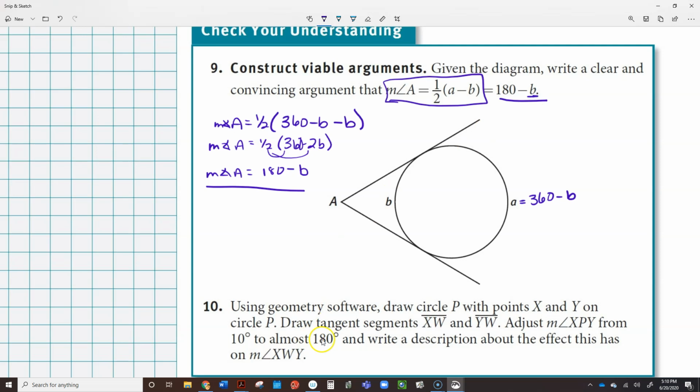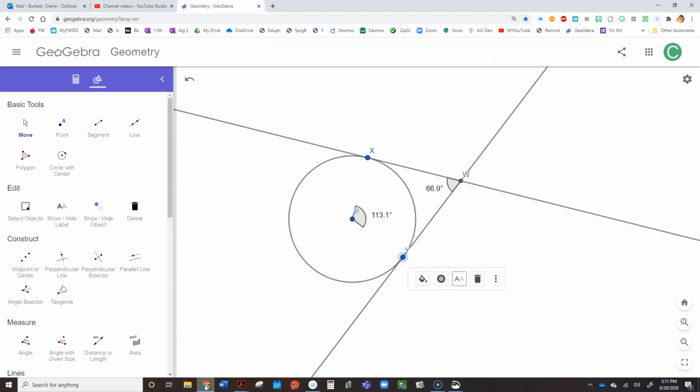Then for this section right here, they want us to go to graphing software, geometry software. So I went to GeoGebra. I drew circle P with points X and Y on it. I then made a tangent. I used this option right here to make a tangent through X and through Y. I named that point of intersection W, and then I measured this angle down here, YPX, and then I measured angle YWX. All of that was the instructions that they gave me.